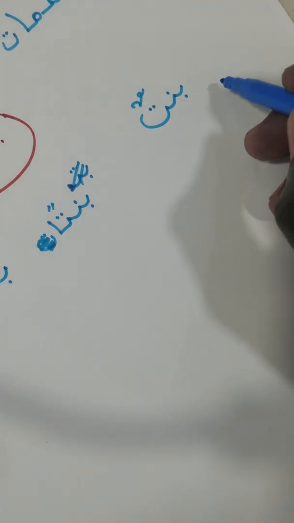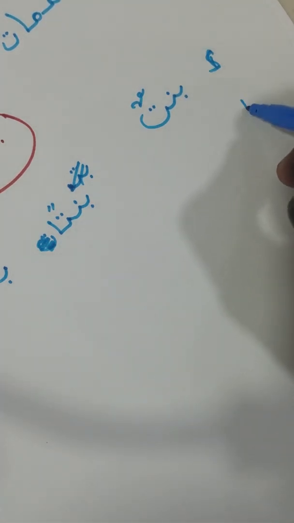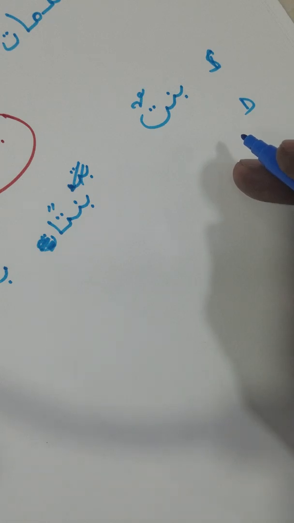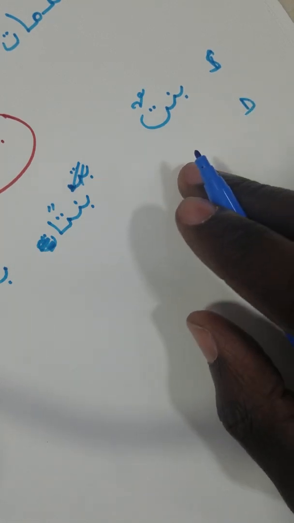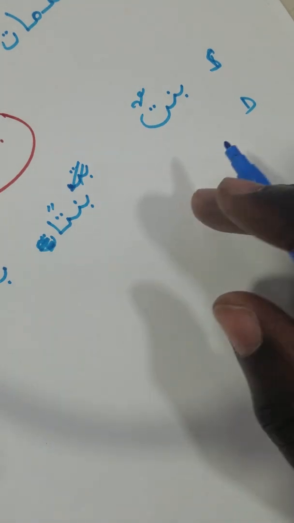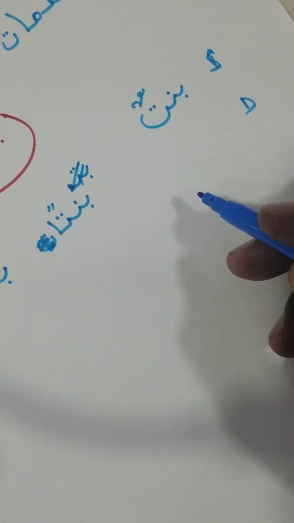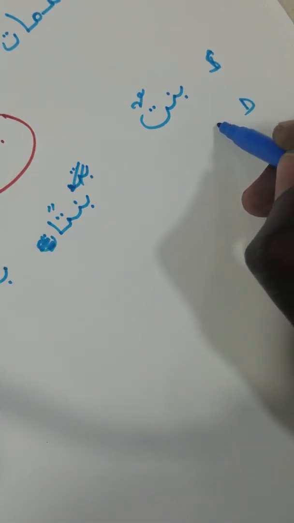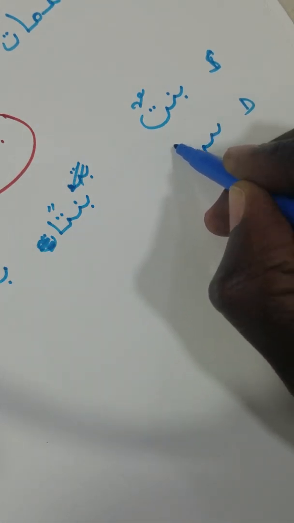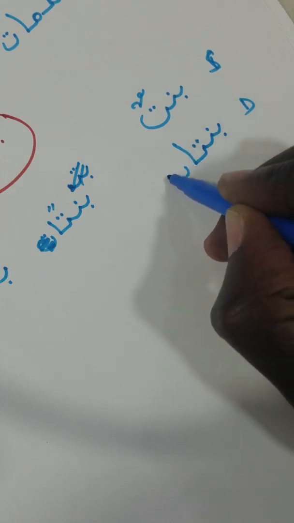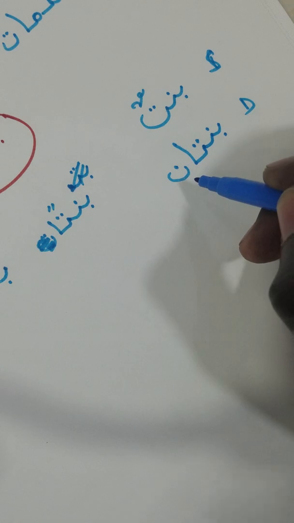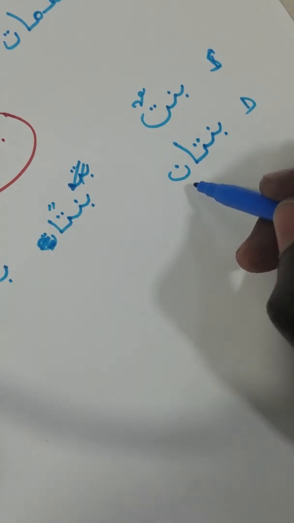Okay, now when we go to, this is single, this is duo. Now when we go to duo, now we are adding an. So it's going to be bintan. This is what I was driving at. Bintan. I was drifting it, confusing it with this.